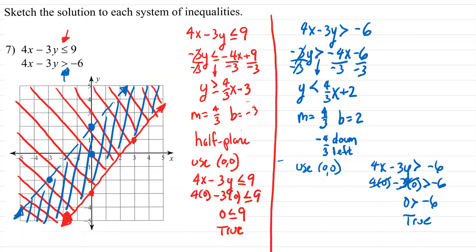Again, if we want to check it, just remember we kind of already did, because look, 0, 0 was between the 2 boundary lines and both came out as true.